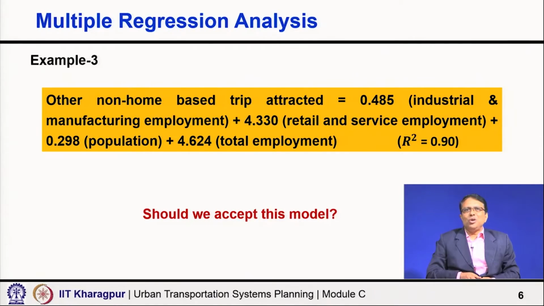One is what we are trying to model: non-home based trip attraction. Is population a logical variable for that? Population is not a logical variable. How does the non-home based trip attraction depend on the residential population in that area? It is not a logical variable.